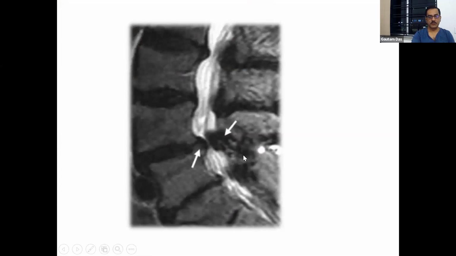This is your spinal canal stenosis. This is your ligamentum flavum. So this is the area where the ligamentum flavum is there. You can see the spinal canal is narrow. Mostly spinal canal stenosis is contributed to both anteriorly by the disc and posteriorly by the ligamentum flavum.